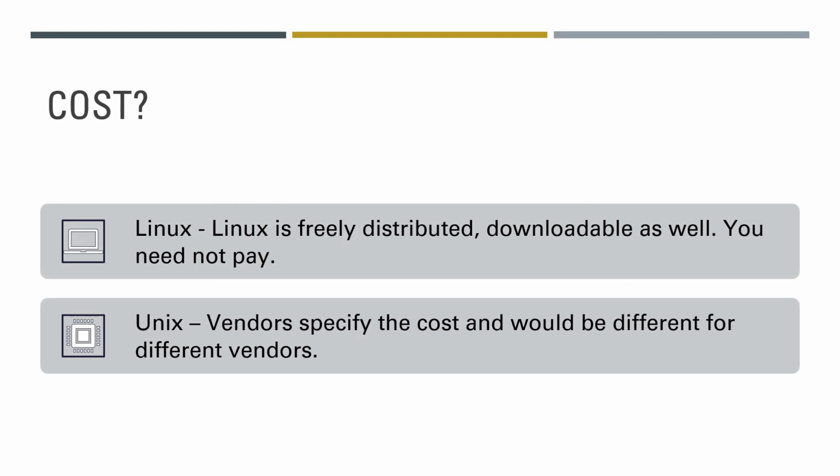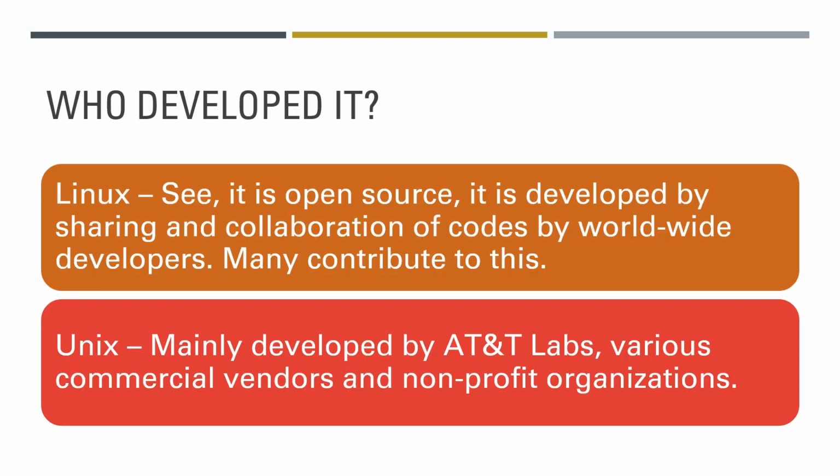And cost. Linux is freely distributed, downloadable and you need not pay. On the other side, for Unix, vendors specify the cost of it and there can be different costs specified by different vendors. If I am selling Unix, I can sell it for 1 rupee. Somebody else selling Unix can sell it for 1.5 rupees. So that's all fine and there are different cost factors associated with that.